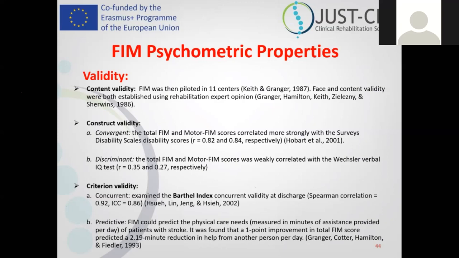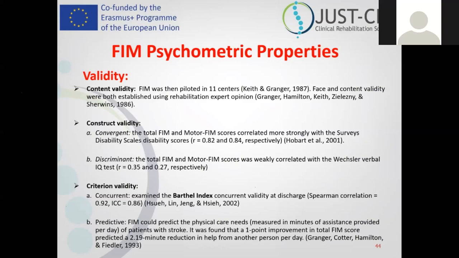The discriminant validity, on the other hand, should yield insignificant correlations whenever we compare our newly developed outcome with another outcome measure that measures a different construct. And this was the case when total FIM and motor FIM subscale were compared with the Wechsler verbal IQ test. It was not correlated. There was a weak correlation at 0.35 with the total FIM score and 0.27 with the motor FIM subscale.